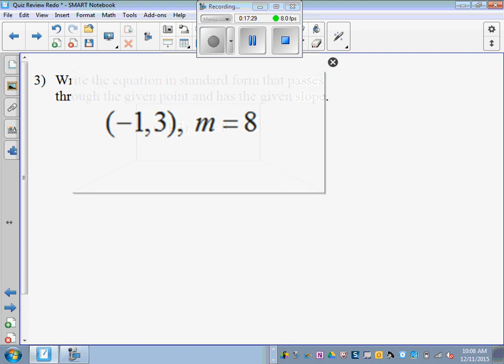Okay, so here we have a point and a slope. Have you copied down the problem yet? Really? Why are you copying down that one?